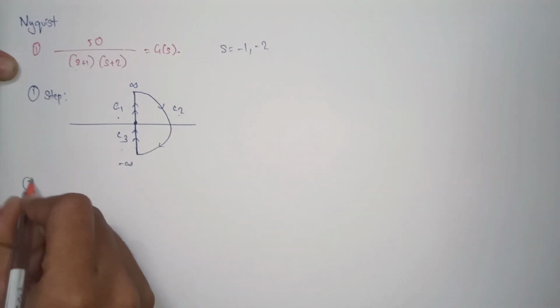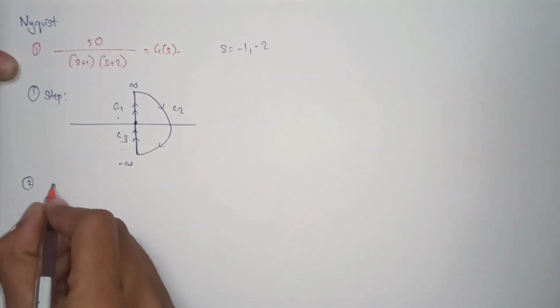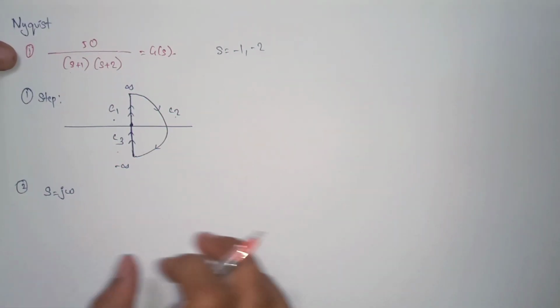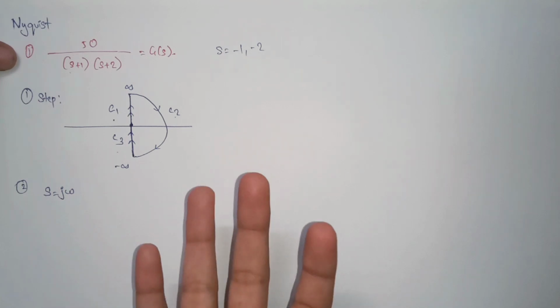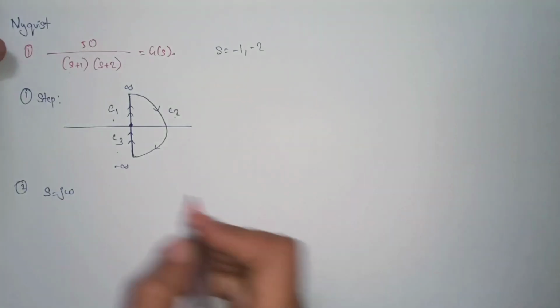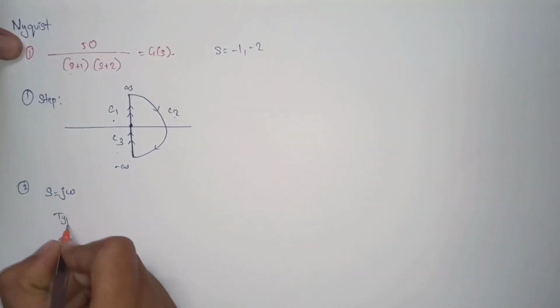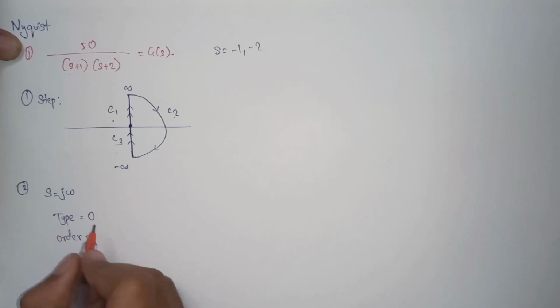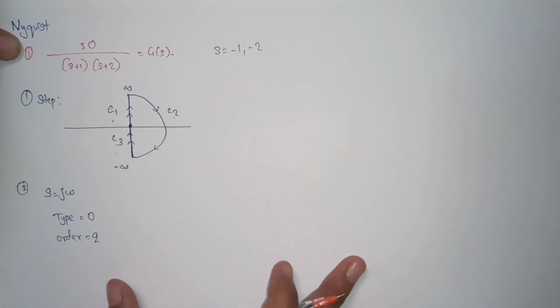Now in the second step we are going to substitute s equals j omega, and separate the imaginary and real parts, and we will see at what point the curve is cutting the real or imaginary axis. So here we can see that the type of the system is 0 and the order of the system is 2. How to see the type and order?